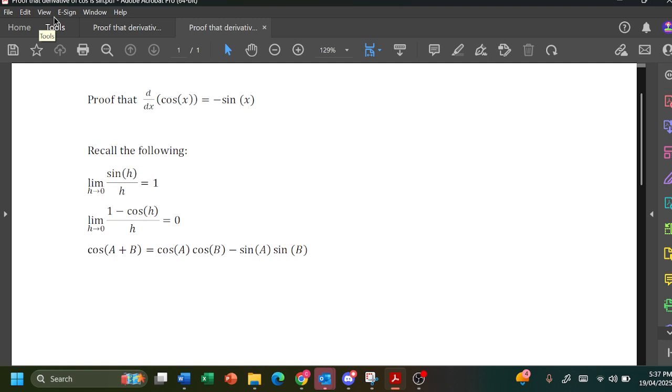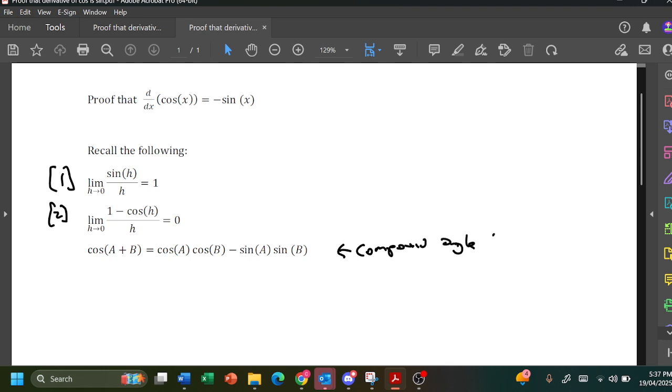So we have that the limit as h goes to 0 of sine of h over h is equal to 1. So we proved this one last time. We also proved the second one here, which is that the limit as h goes to 0 of 1 minus cosine h over h is actually equal to 0. And finally, this third thing that I've listed here is actually another one of the compound angle identities.